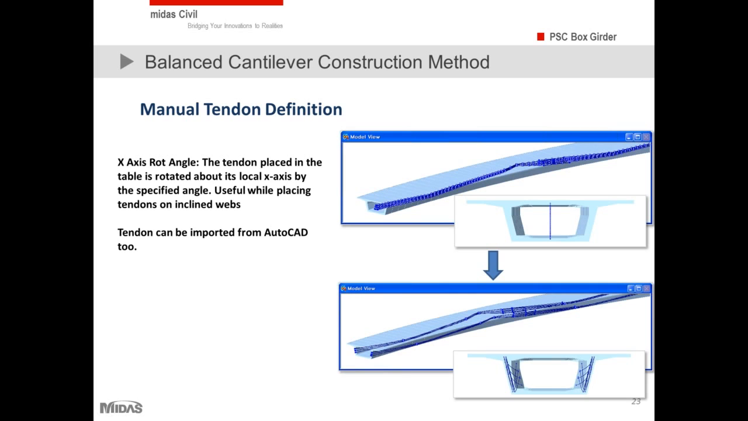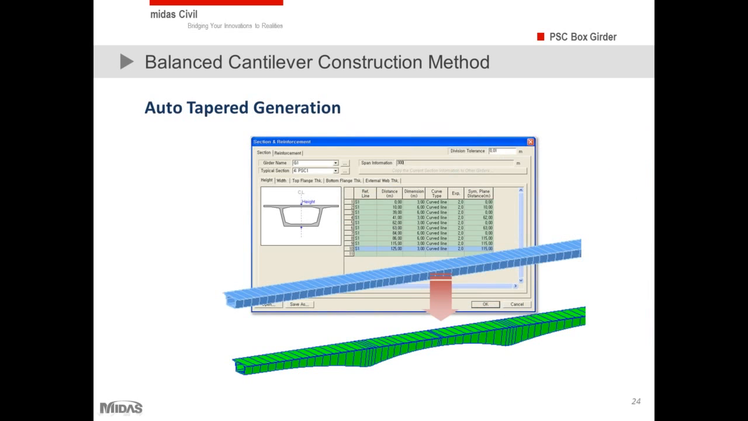And as I said earlier, you can also import the tendons from AutoCAD. So as we discussed earlier, we need to have a different depth of the cross section at different locations in the bridge for these type of bridges. Now in MIDAS again, we have automated that process.